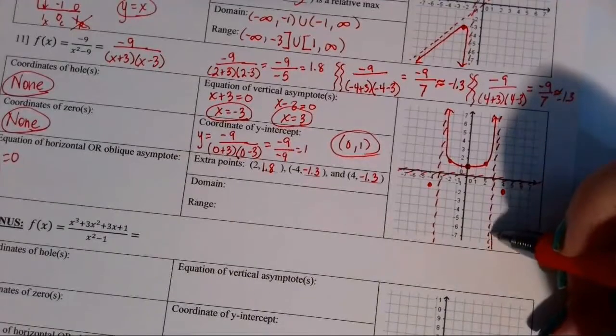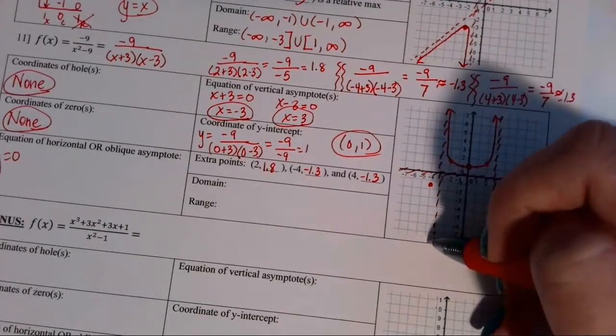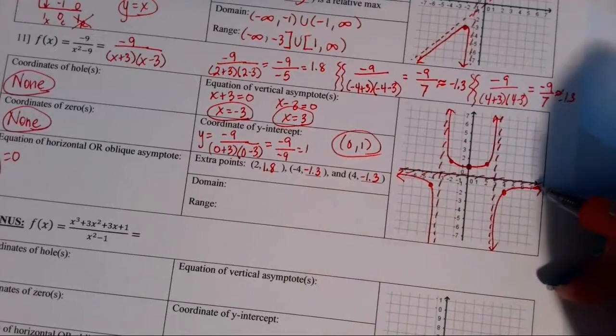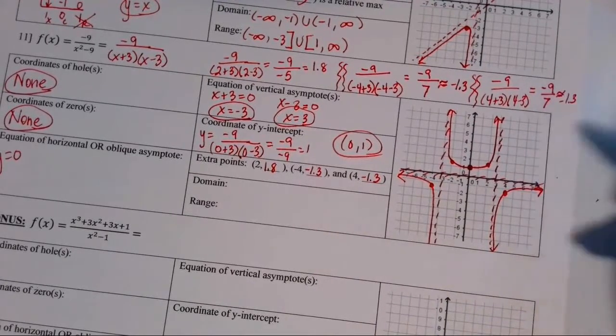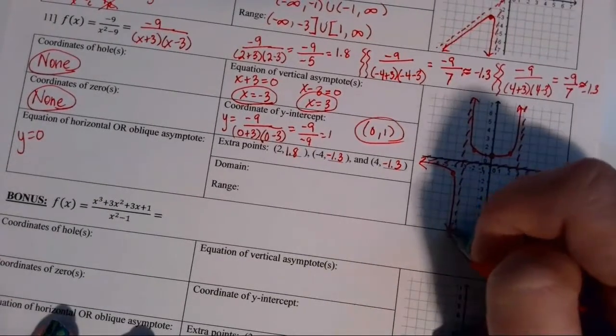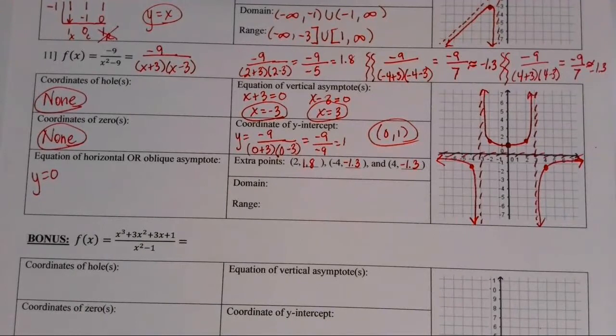And then these two sections are going to be along those vertical asymptotes through the turning point, and then there's our approaching the horizontal asymptote. So that would be a rough sketch of our graph for -9 divided by the quantity x squared minus 9.